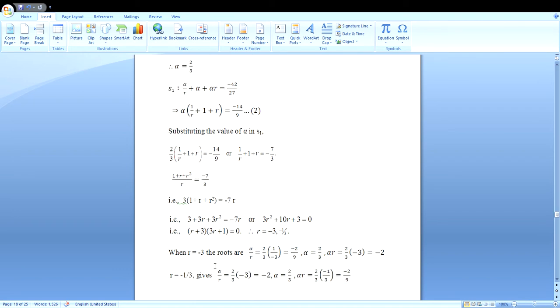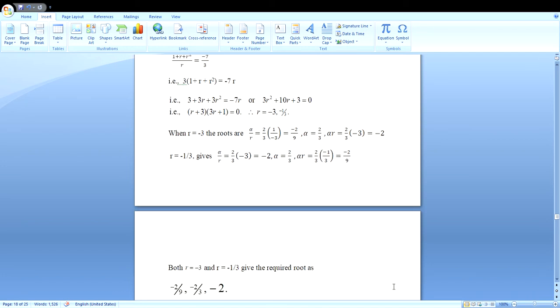And when r equal to minus 3, we have the roots: alpha by r is 2 by 3 into minus 1 by 3, which is minus 2 by 9, alpha is 2 by 3, and alpha r is 2 by 3 into minus 3, which is minus 2. Again, when we take r equal to minus 1 by 3, this gives alpha by r as 2 by 3 into minus 3, which is minus 2, and alpha is 2 by 3, and alpha r is 2 by 3 into minus 1 by 3, which is minus 2 by 9. Thus, for r equal to minus 3 or r equal to minus 1 by 3, we get the same roots.